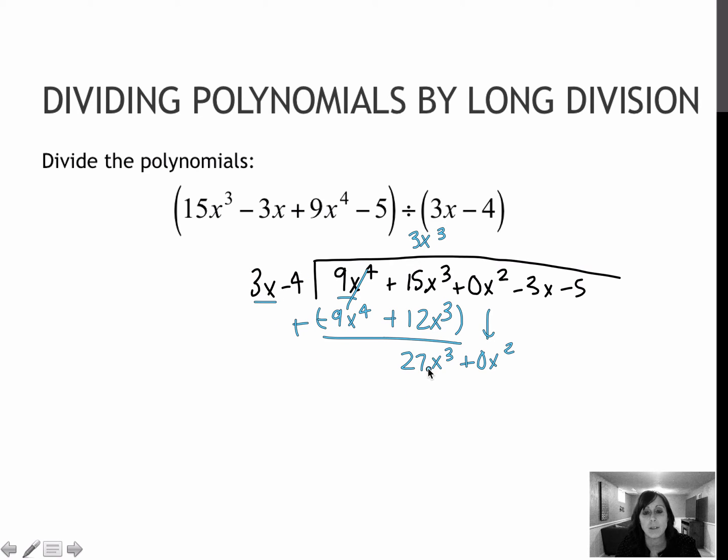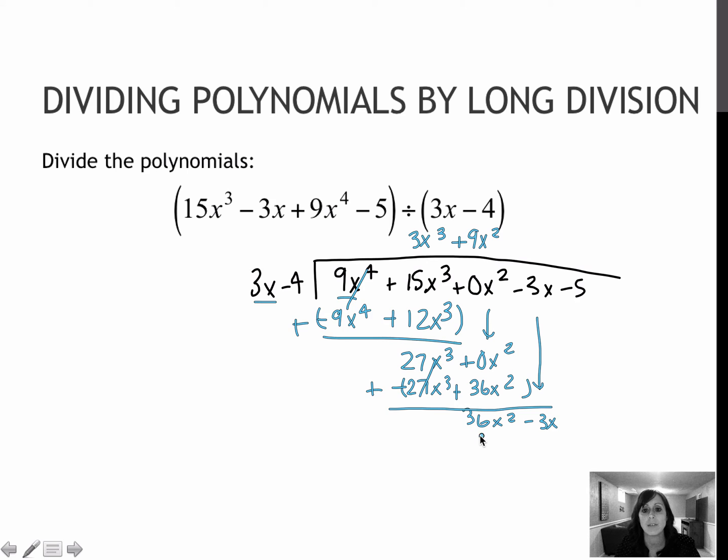3x times what is 27x cubed? That would be positive 9x squared. Multiply that by both terms. And then subtract all of it, which now gives me 36x squared minus 3x.